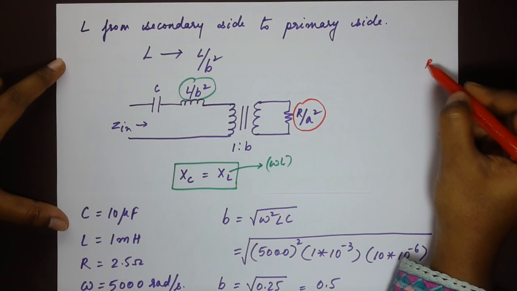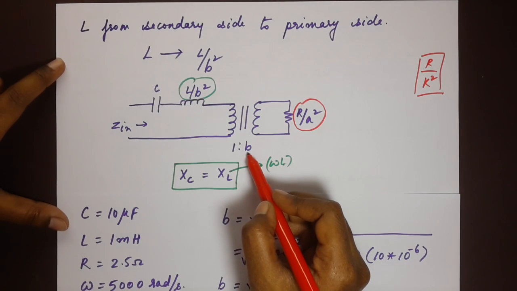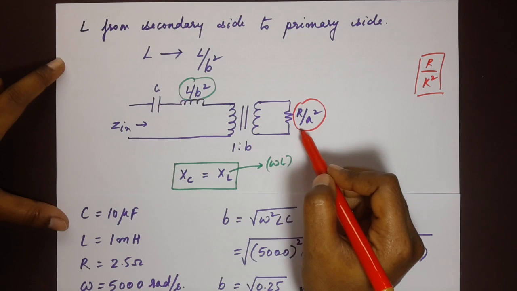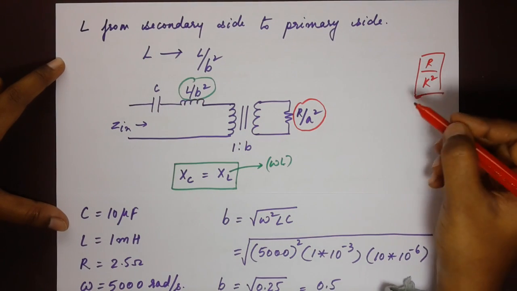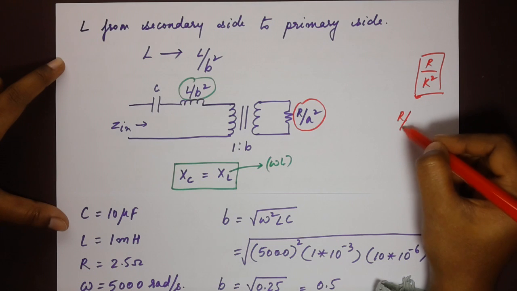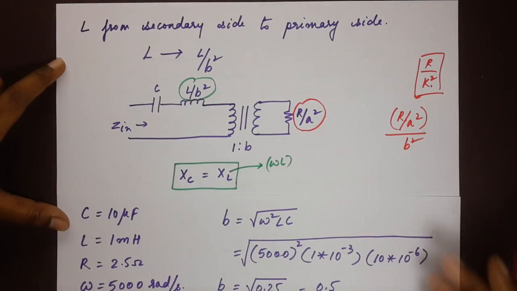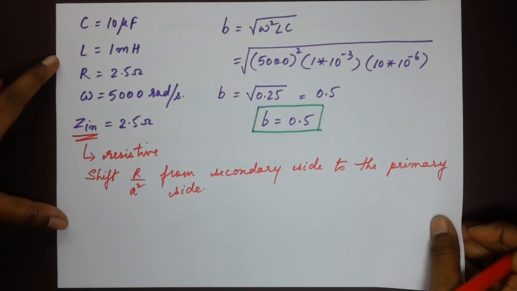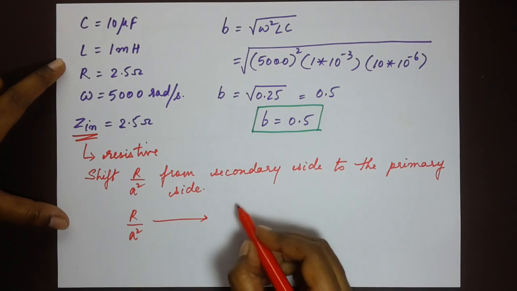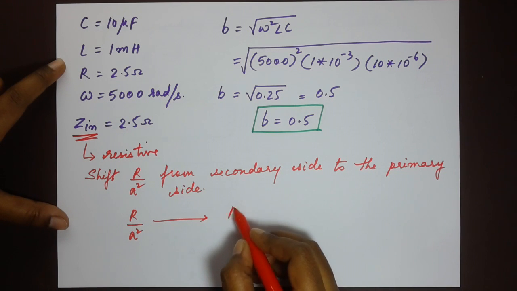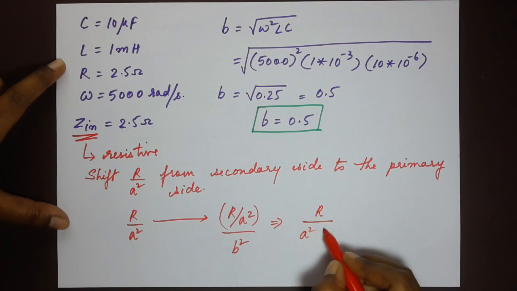The ratio is supposed to be R divided by K square. Now here we have R by A square. The ratio is 1 is to B. So what does that give us? That gives us R divided by A square B square. Okay? If you need more clarification, I can write it down here. So that's R by A square divided by K square. K square is B square here. That's what we have. Now I'll put that down here. So R by A square from the secondary side, when shifted to the primary side, it becomes R by A square divided by B square, which is R by A square B square.